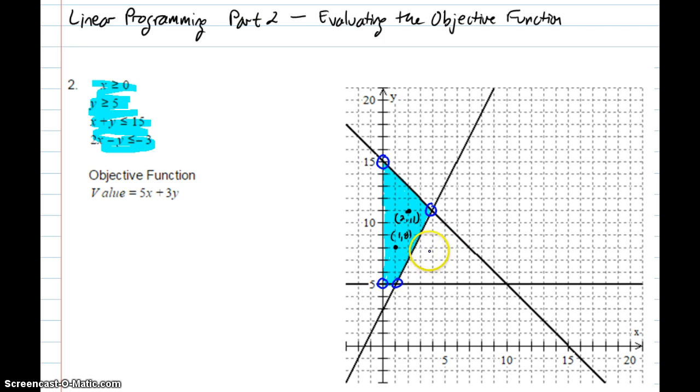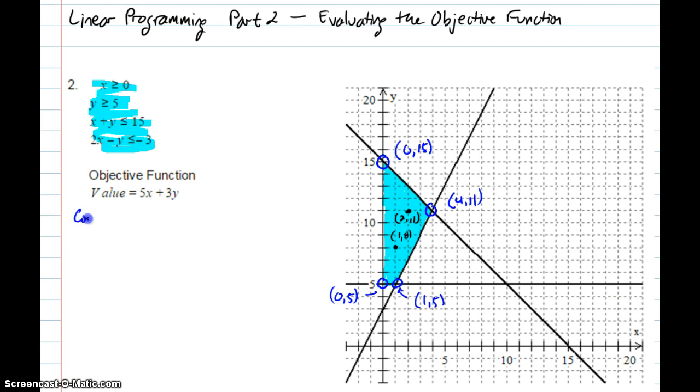On some other problems, we sometimes have to solve a system of equations to get these. But the point here is going to be 4, 11. This point up here is 0, 15. This guy here is 1, 5, and this guy here is 0, 5. And so what I want to do is find the value of my objective function at all 4 of those points, because those are the key points that are going to have maximum and minimum. There may be some other values in there, but the maximum will definitely be at one of those points, and the minimum will definitely be at one of those points.